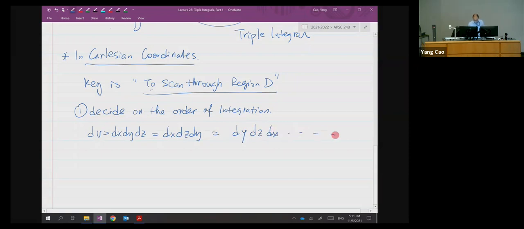So which order do you choose? It's up to you. Usually it doesn't really matter, though sometimes the order does matter. I'm not going to be too picky for now. So let's just try, for example, dz and then dy dx. Often you want to try the z first, and you'll see why. So dz first, and then dy dx.